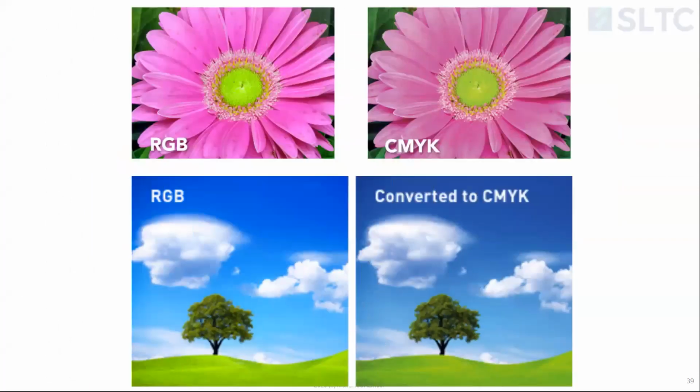Here are some more examples. Now this beautiful pink flower on the left, which is RGB, looks very dull on a CMYK scheme, a printout maybe, or after conversion, for example. Or if you look at this bright blue sky in the picture on the left, it becomes darker, dull, sort of grayish kind of thing.